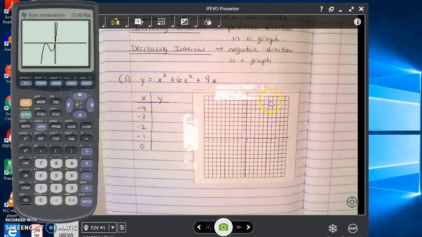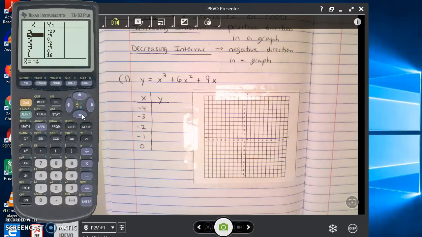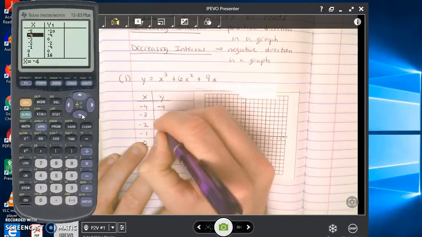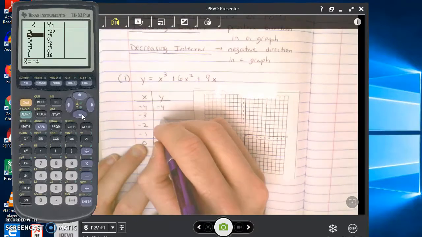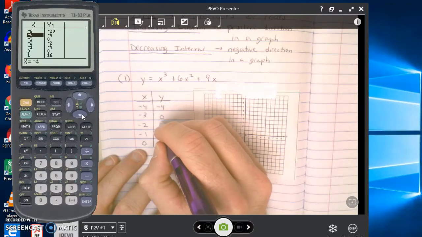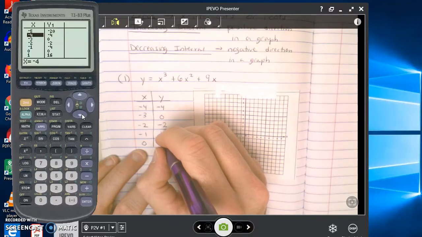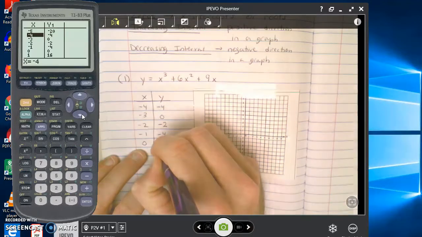So now I kind of have a sense of what my graph is going to look like, but I want to get some points down so I can get the best representation of my graph as I can. So remember, to get the table, you hit second graph, and it gives you a table of values. And I'm just going to start where my x value started there. So when -4 is entered in as an x value, -4 comes out. Then -3, 0, -2, -2, -1, -4, and 0, 0.